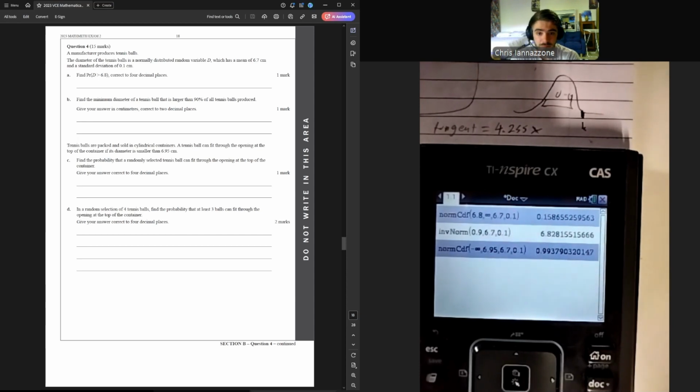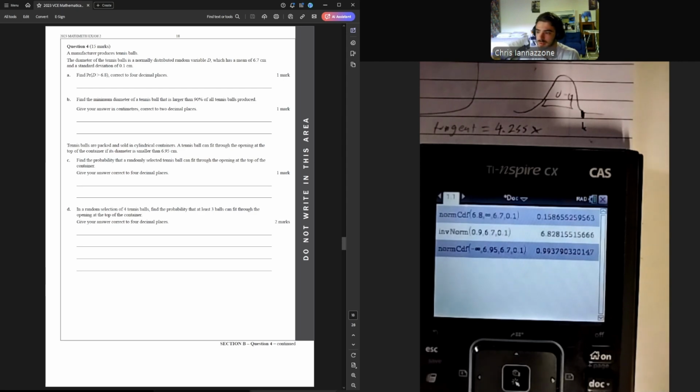Okay, part D, a little bit different now. Now we have a random selection of 4 tennis balls, and we want to make sure that at least 3 of them fit through the opening at the top of the container. So this is where we start looking at the chance where probability types can change from question to question. Under these circumstances, we've changed to a binomial.